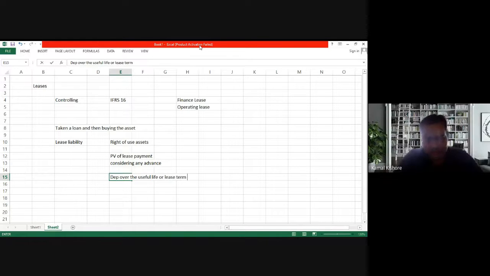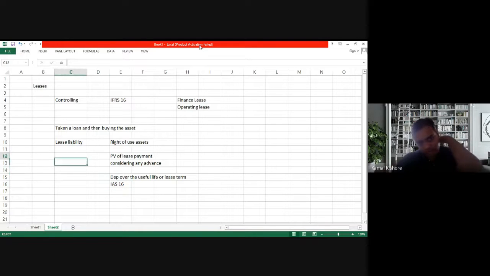Whichever is lower generally. Depreciation over the useful life or lease term, and it will follow IAS 16 basically. Like how you depreciate and subsequent expenditure, revaluation and all, like IAS 16. Lease liability you will follow basically IFRS 9 amortization accounting.